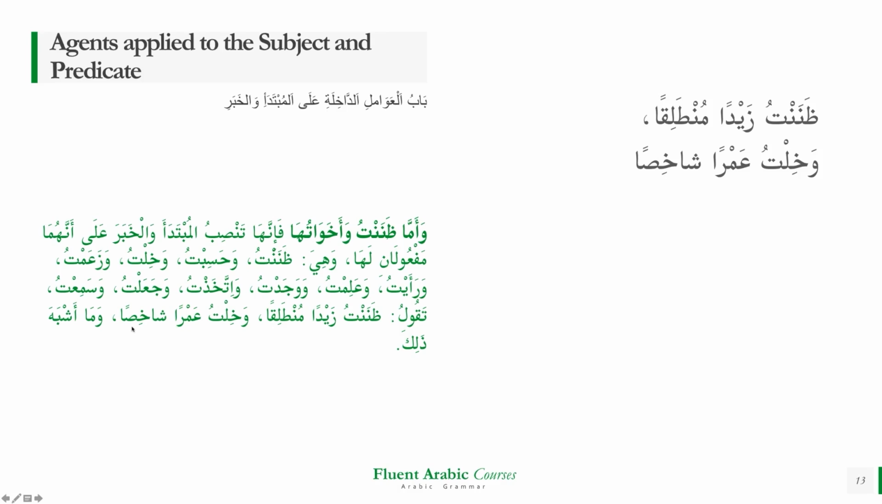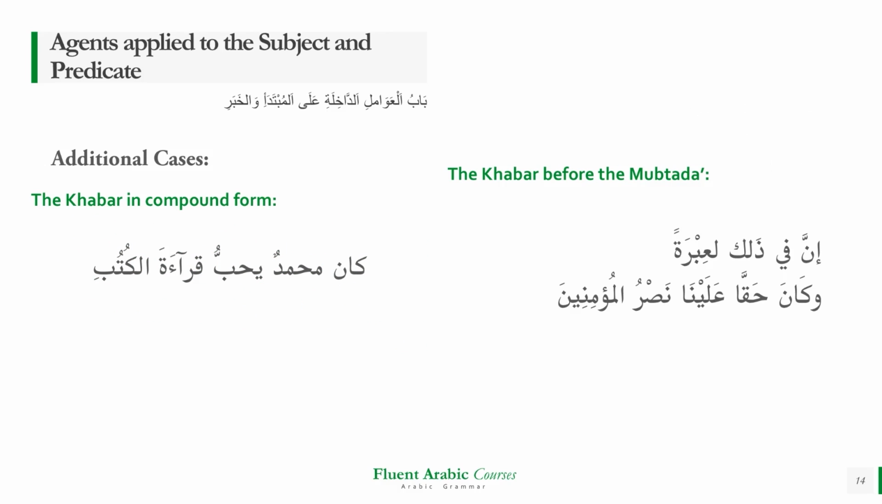وَخِلْتُ عَمْرًا شَاخِصًا, the same. خِلْتُ gives nasab to both the ism and the khabar. وَمَا أَشْبَهَ ذَلِكَ, and so on. So these are the three agents which are applied to the subject and the predicate, or the mubtada and the khabar. Let's look at some special cases for kana and the sisters, for inna and the sisters.